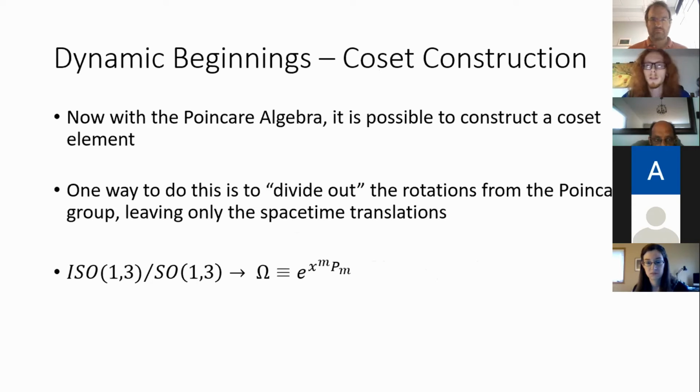And with this algebra specified, we can start to get ideas about dynamical information. We begin this method of nonlinear realizations with the coset construction. One way to do this is to divide out the rotations from the Poincare group, which would leave only the space-time translations. Before, remember, we could exponentiate these generators in order to obtain group elements. So here, we're exponentiating the generator responsible for space-time translations.